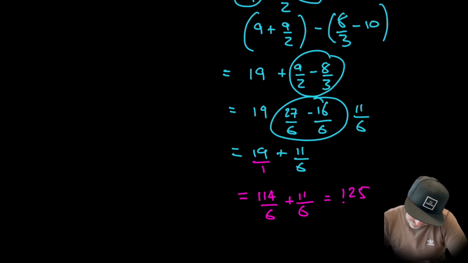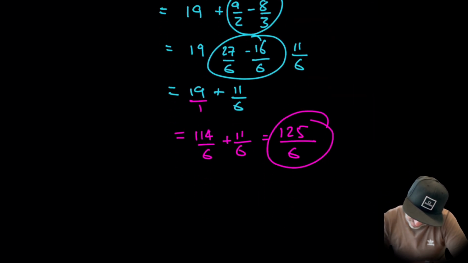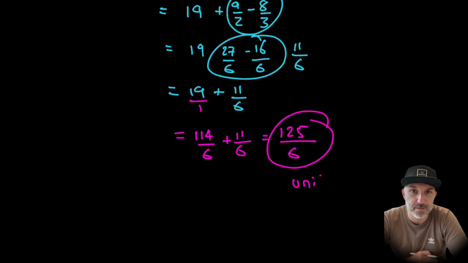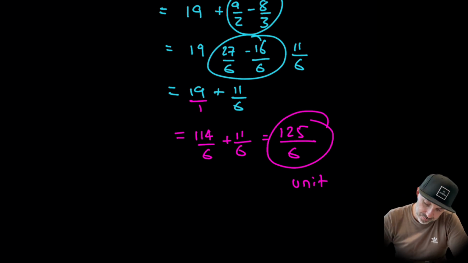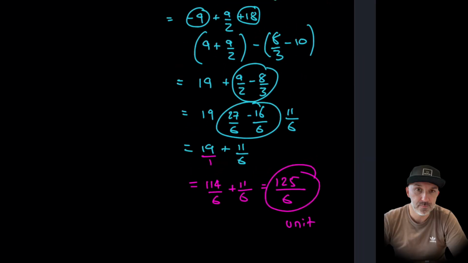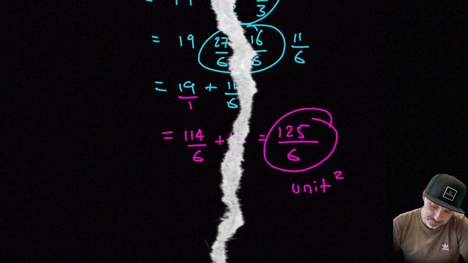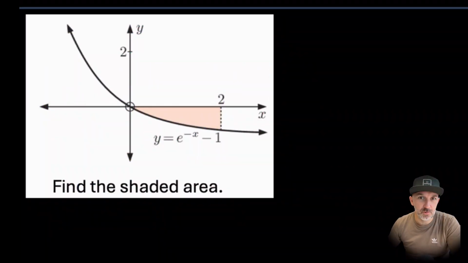Plus 11 over 6, which is 125 over 6 units squared, is the area. So 125 over 6 units squared. Okay, so that is the end of that first question. Okay, so on to question 2.